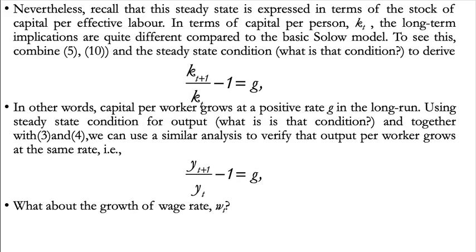so recall that the steady state is expressed in terms of the stock of capital per effective labor, yeah? We want to know what happens in terms of capital per person or capital per worker. So the long-term implications are quite different compared to the basic Solow model that we have seen in the earlier video. Why? Because this time we have per effective labor in our equation. So to see this, we need to do something, yeah? So how do we do it?